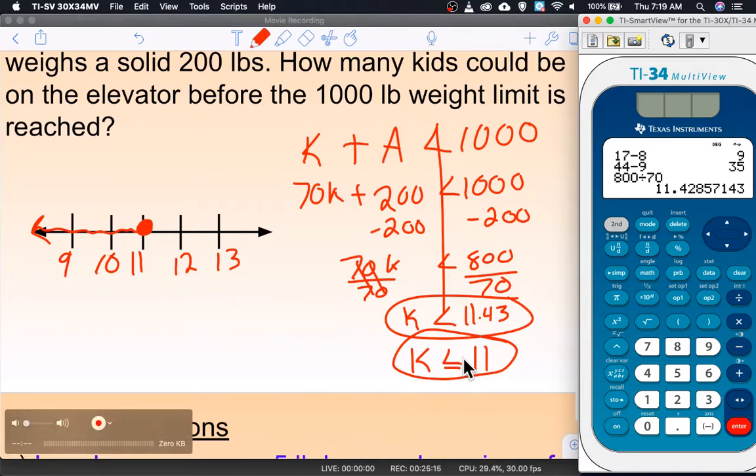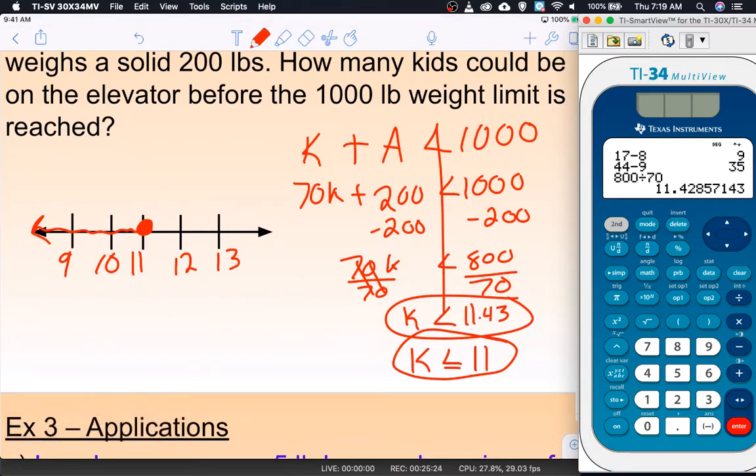So we had to change our answer quite a bit from the original answer, because the original answer doesn't quite fit the reality of the problem, I mean, having decimals of a kid and stuff.